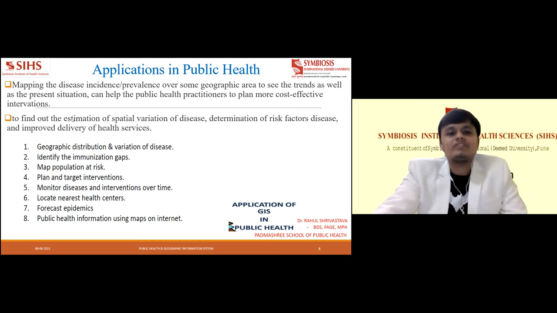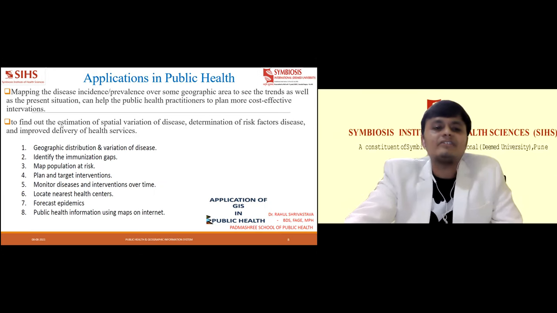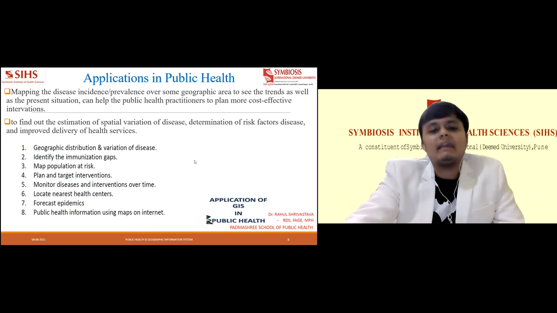Application of GIS in public health can also help the public health practitioner plan more cost-effective interventions. The second important application is to estimate the spatial variation of disease. Number two, determination of risk factors of disease, and improved delivery of health services. There are innumerable applications of GIS in public health, which are out of the scope of my presentation, so I have included only a few applications.